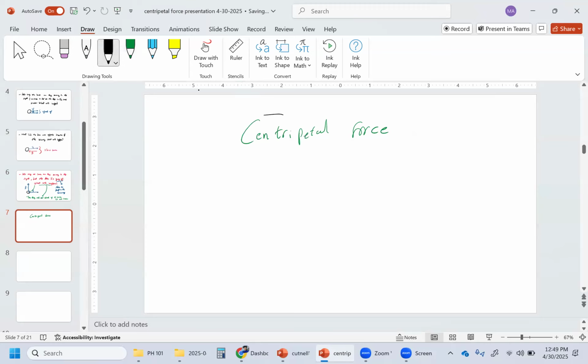Now, when you talk about centripetal force, it comes from the word centri, and this is actually your key word, centri, which means center. It is a center-seeking force.